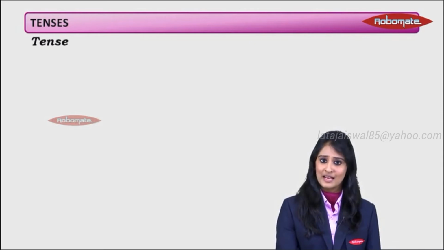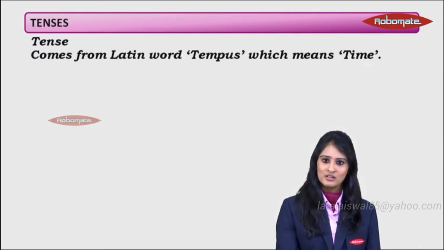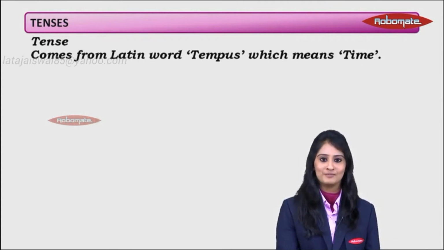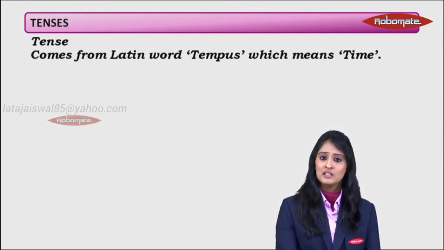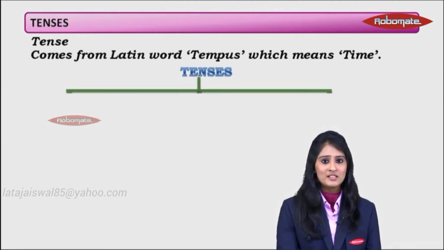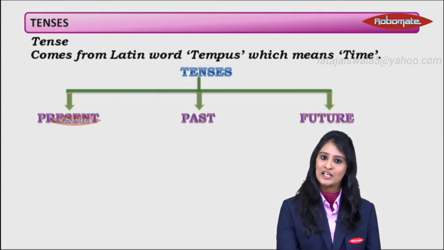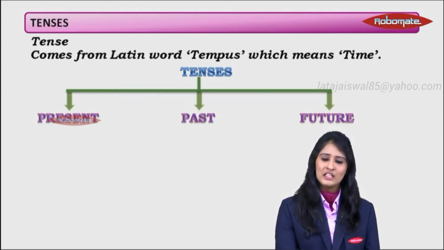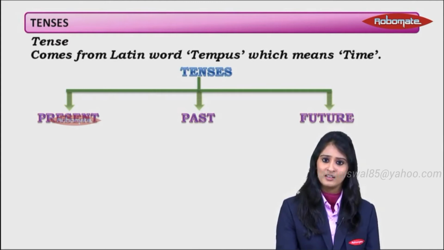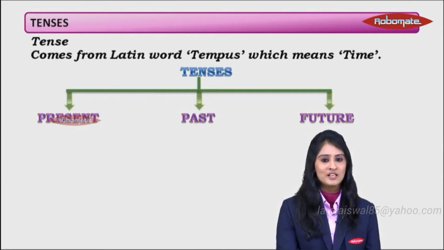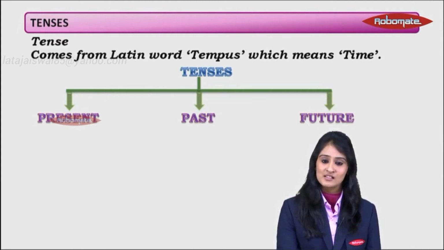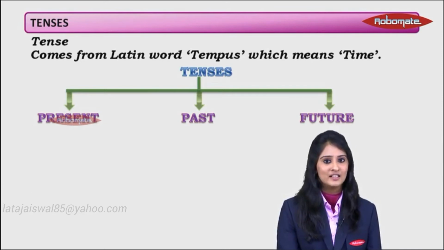What is the word tense? The tense word actually comes from a Latin word tempus, which means time. And our time, the time is divided into three forms: present, past, and future. And so, even our tenses are divided into three: present, past, and future. Our tenses are further divided into four forms as well, which makes 12 tenses in English grammar.